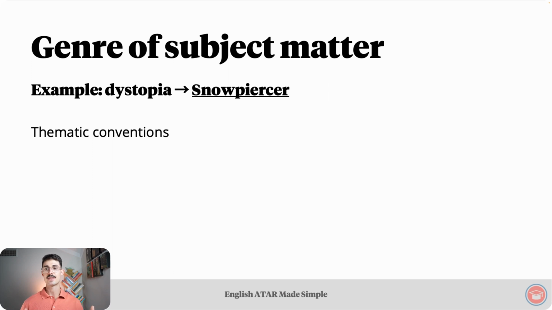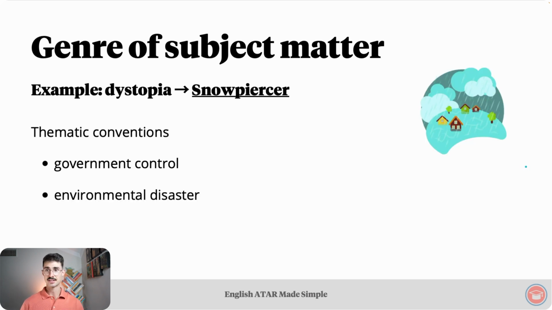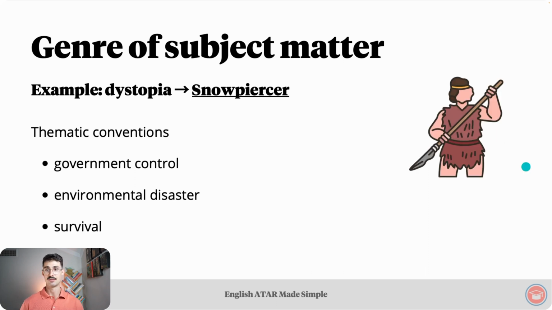Themes. What are some themes that typically pop up in dystopian texts? Government control. In Snowpiercer, Wilford and his underlings control everything in the train, like the provision of food and water. Environmental disaster. In Snowpiercer, the attempt to fix climate change causes an ice age. Survival. Curtis and his fellow tail enders revolt because they believe it's necessary for their own survival.